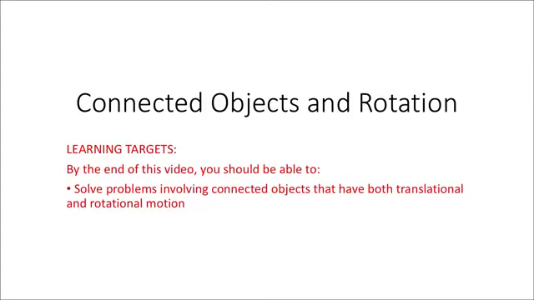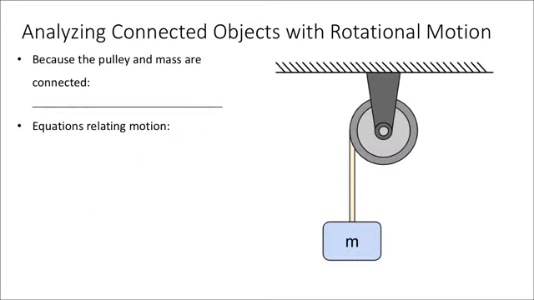By the end of this video you should be able to solve problems involving connected objects that have both translational and rotational motion. We're going to revisit pulleys and connected masses as we saw before, but this time we're going to consider the pulleys as having mass, and so things are going to be a little bit different because of that.